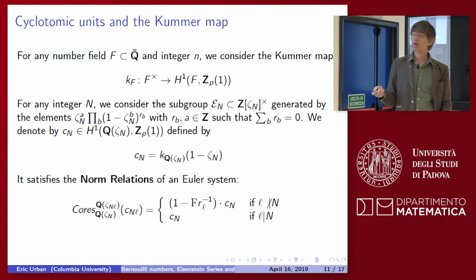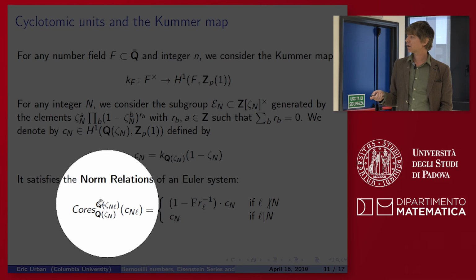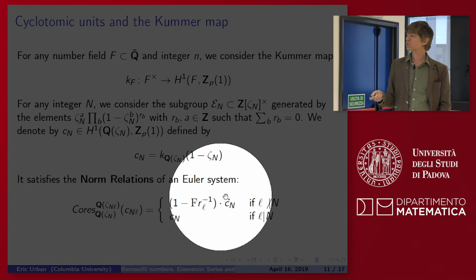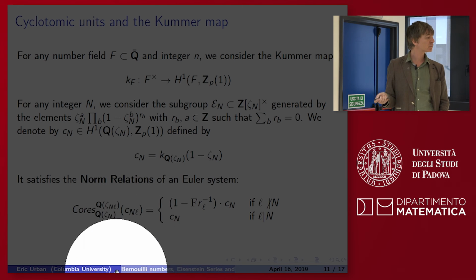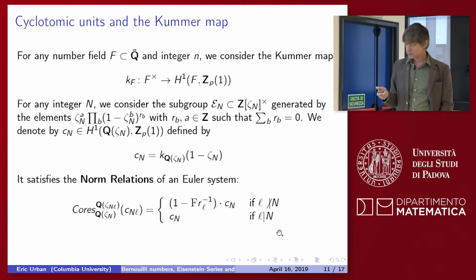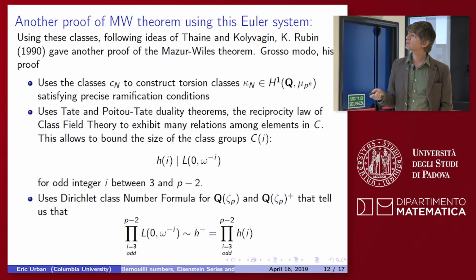So a system of cohomology classes satisfying such a relation is what we call an Euler system. And so Euler systems have been discovered by Kolyvagin in the 80s, or maybe a bit earlier, and it was used to prove some cases of the BSD conjecture.